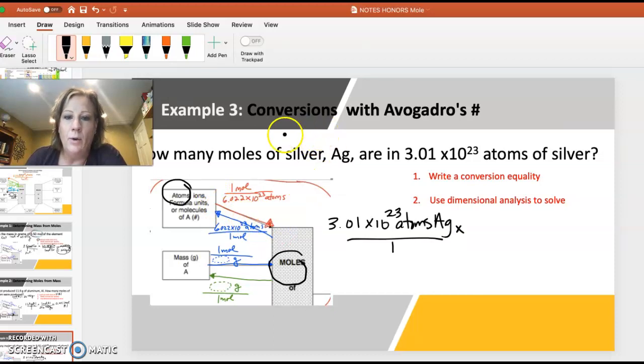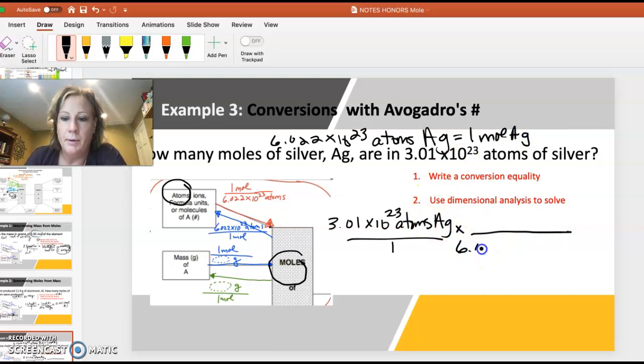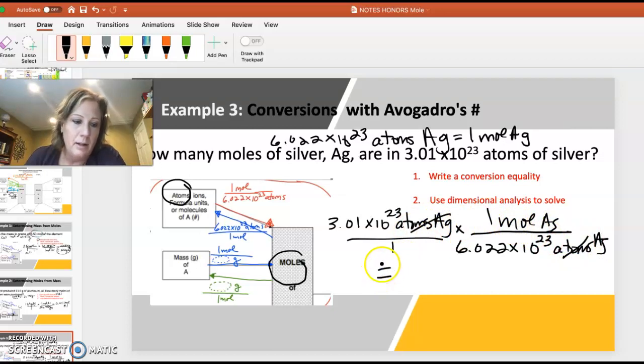So I know that there's 6.022 times 10 to the 23rd atoms of silver, or anything, in 1 mole of anything. So I'm going to put Avogadro's number down here, in 1 mole. And now you can see my atoms cancel and I'm in moles. I'm going to pause the video 1 second, and then I'm going to grab a calculator and show you something.